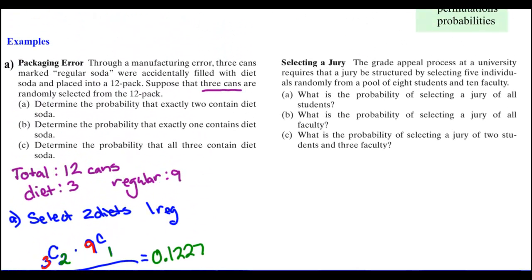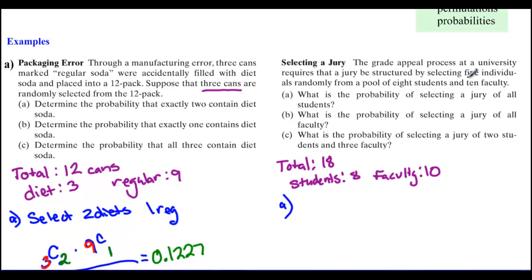So selecting a jury. The grade appeals process at a university requires that a jury be structured by selecting 5 individuals randomly from a pool of 8 students and 10 faculty. All right, let's organize our information. So we've got total, we have 8 students and 10 faculty. We're going to have 18 people. And then that can be split. So the students, there are 8. And the faculty, there are 10.